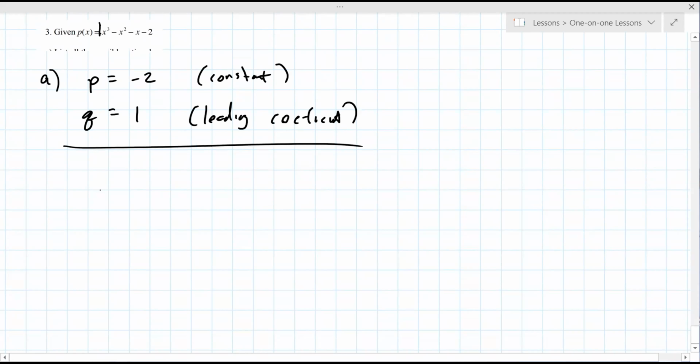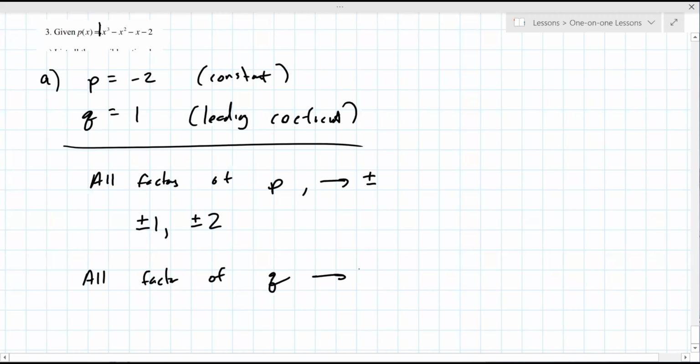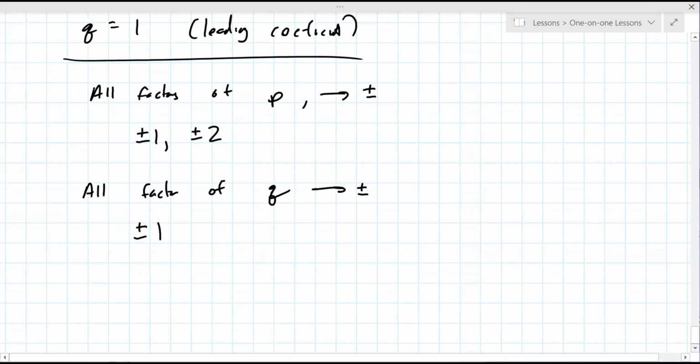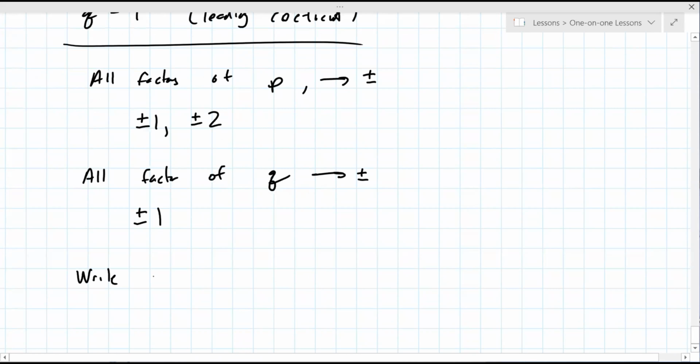That's only part of it though. So you have to write all factors of p, and you always put them with a plus or minus. So this one doesn't have a lot. It's plus or minus 1, plus or minus 2. And then you write all the factors of q, and you put a plus or minus in front of it. So in this case it's plus or minus 1. I think I mentioned this, we did this before. It's not a very good example because there's only a few possibilities. Then you write each factor of p over each factor of q.